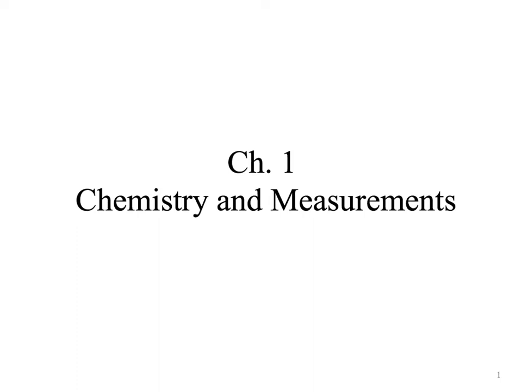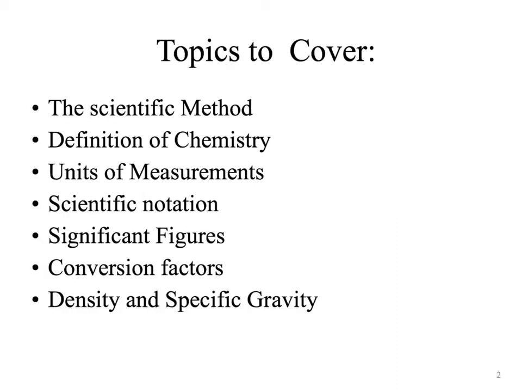This is Chem 101. We're going to be introducing Chapter 1, Chemistry and Measurements. In this chapter, we will discuss the scientific method, the definition of chemistry, units of measurement, and scientific notation. We will do significant figures, conversion factors, and the last part will be density and specific gravity.